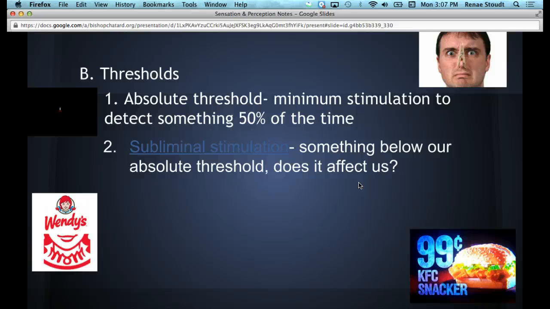So tomorrow what we'll take a look at is, we didn't get a chance to talk about Weber's Law, so on Wednesday we'll talk about Weber's Law and we'll do a little experimentation with Weber's Law.